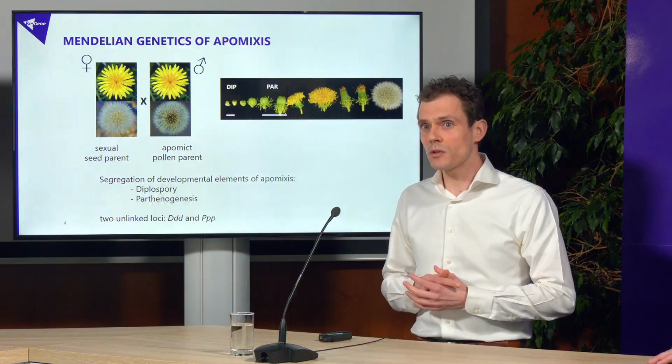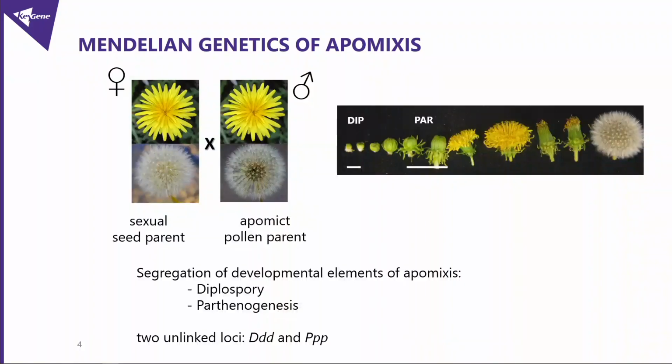And having made these crosses, it became clear that they were represented by two unlinked loci called the DIP and the PAR locus. And in case of the apomictic dandelion, there are 3 alleles, so 1 apomictic and 2 sexual alleles in these loci.